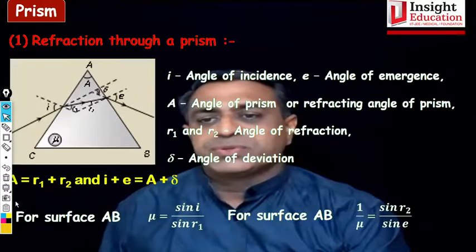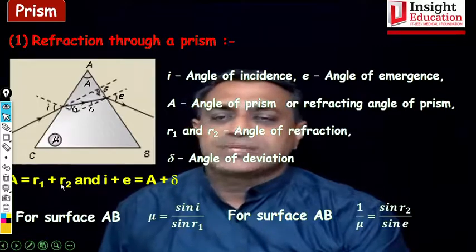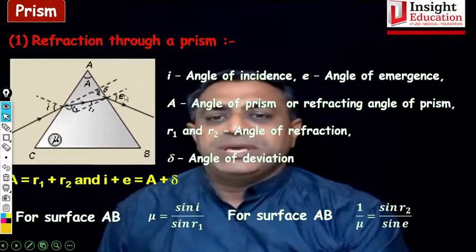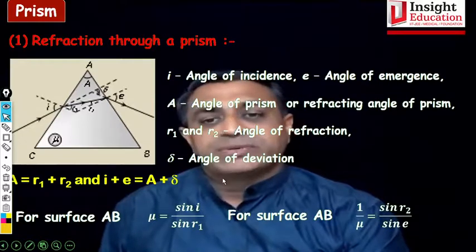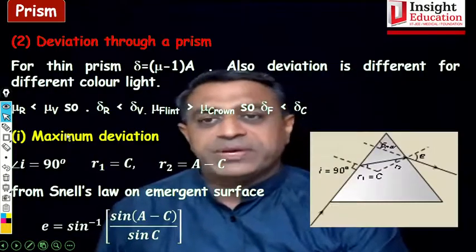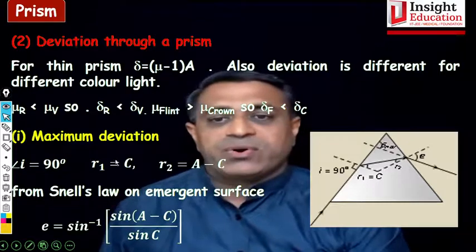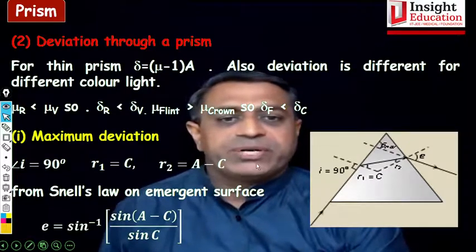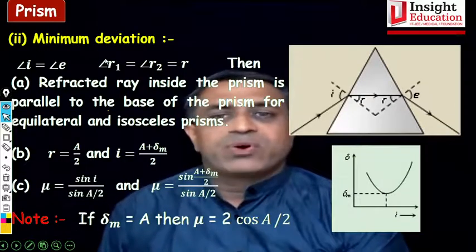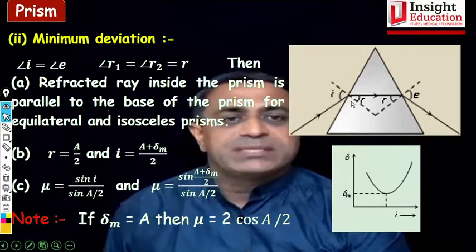So what was the equation? A is equal to R1 plus R2, I plus E is equal to A plus delta. What is delta? Delta is the angle of deviation. For maximum deviation, no need to remember this equation. For minimum deviation, rays are parallel.